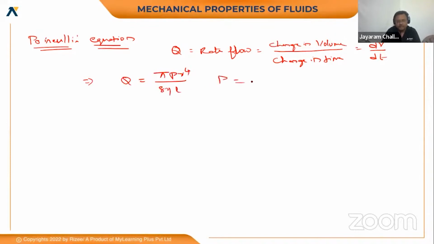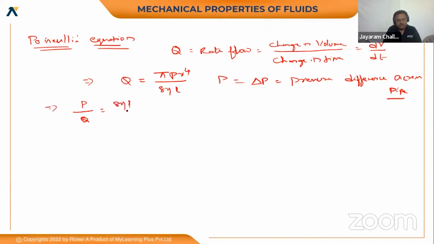P is nothing but your delta P, which is equal to the pressure difference across a pipe. Pressure difference across a pipe. So దీన్ని మనం Poiseuille's equation అంటాం. ఇందులో delta P by Q ని ఏం రాయొచ్చు అంటే P by Q is equal to what, sir? 8 eta L by pi r to the power of 4. It is called as a fluid resistance. Okay na? So fluid resistance కాబట్టి ఇది R తోనే రిప్రజెంట్ చేసుకోవచ్చు.